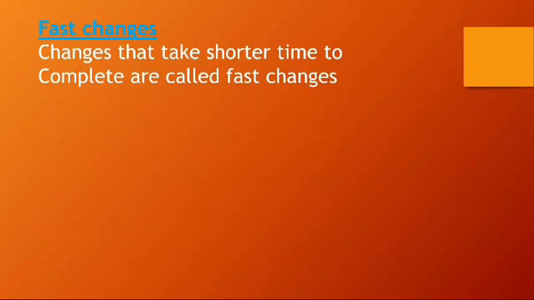We can go to the next classification, that is fast changes. What are fast changes? Fast changes are just the opposite of slow changes. That means fast changes do not take much time to complete. The changes that take a shorter time to complete are called fast changes. That is, the changes may take place within seconds or minutes.